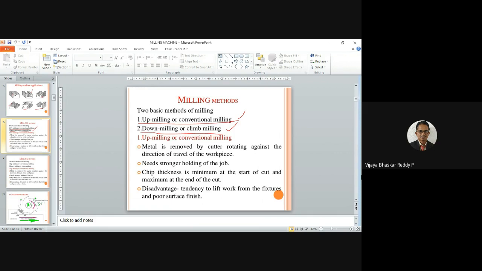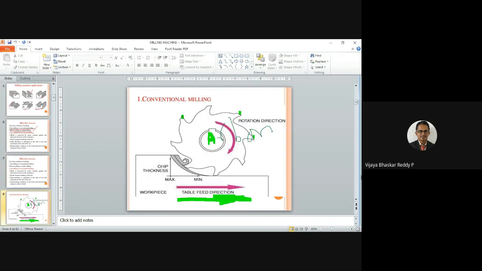As you know, there may be some disadvantages, such as a tendency to lift the workpiece from the fixtures and poor surface finish. Right, and here is the diagram of the conventional milling method, which we can call the up milling method.